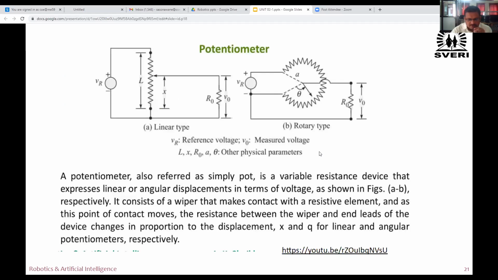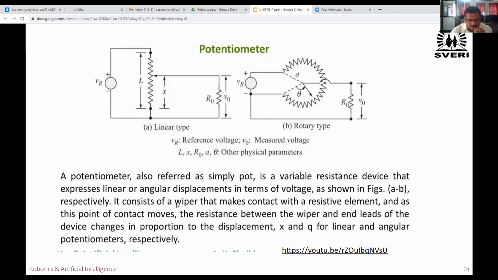Now next is potentiometer. Potentiometer, already from 12th standard or from 11th standard or maybe from 9th or 10th standard you are studying this potentiometer. A potentiometer, also referred to as simply pot, is a variable resistance device that expresses linear or angular displacements in terms of voltage as shown in figures A and B. A indicates linear potentiometer, B indicates rotary potentiometer.